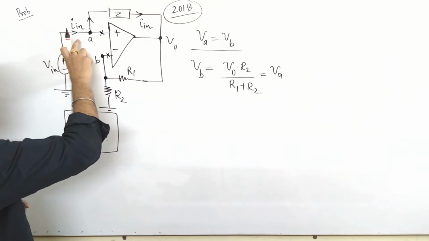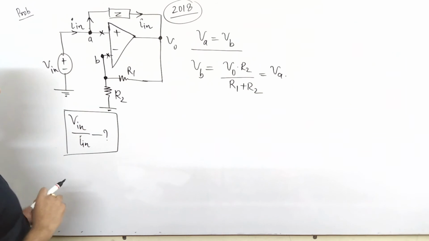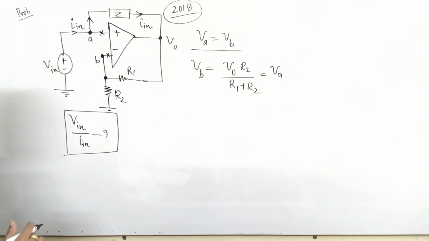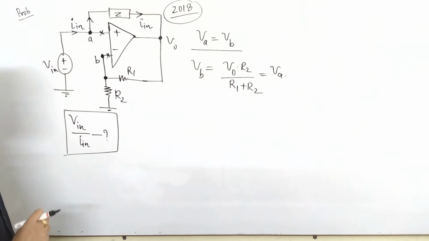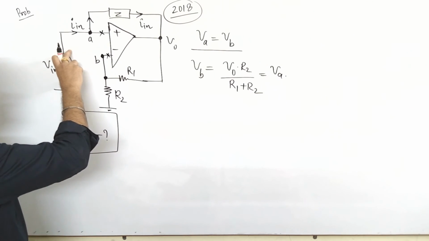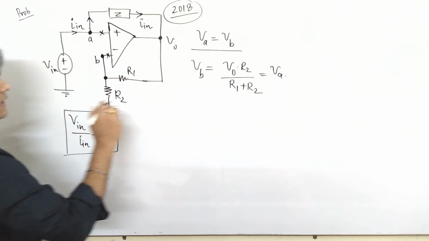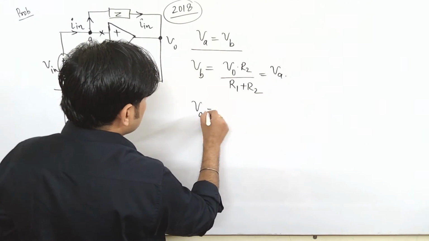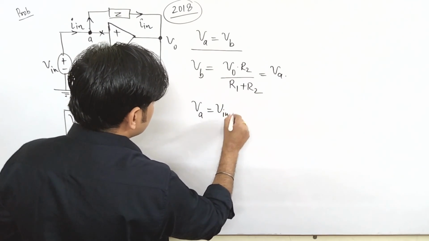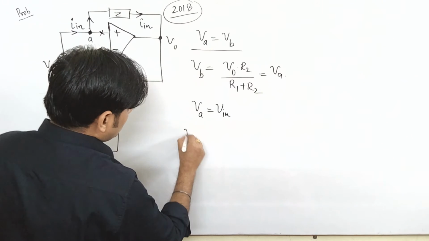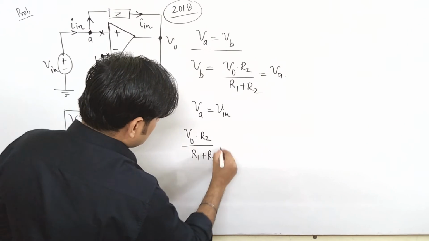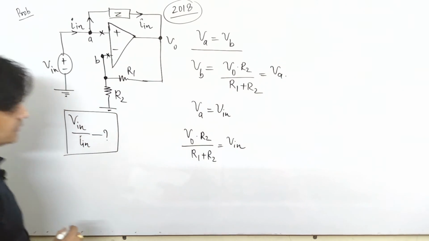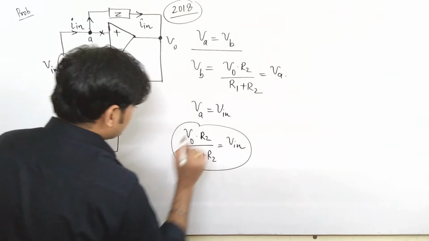Now for finding out the value of V in upon I in, basically you have to find the entire equation in terms of V in and I in. Okay. Now as I said, VA and VB are equal, and V in is the potential which is applied here. So VA is equal to V in. Yes. So from here, V0 into R2 upon R1 plus R2 is equal to V in. This is our first very important equation.